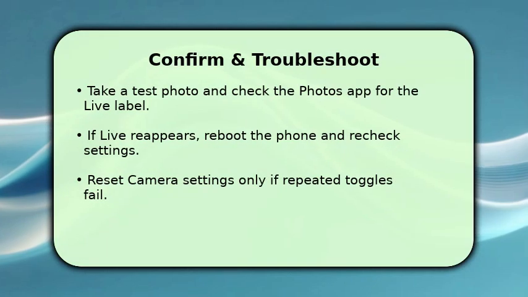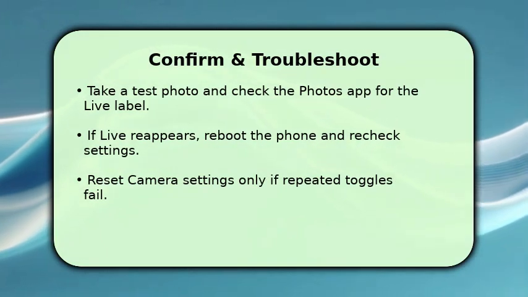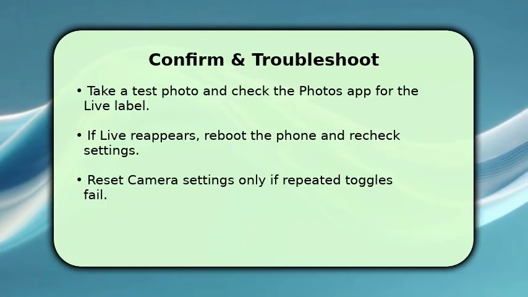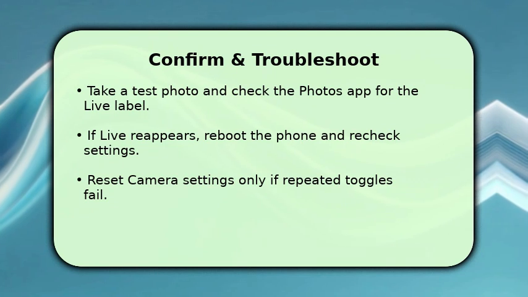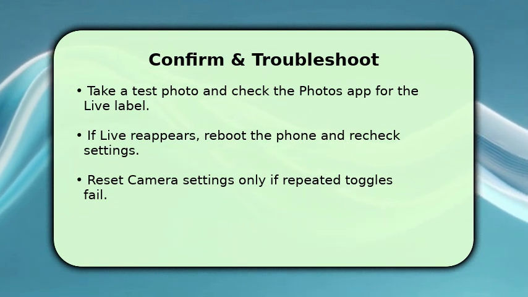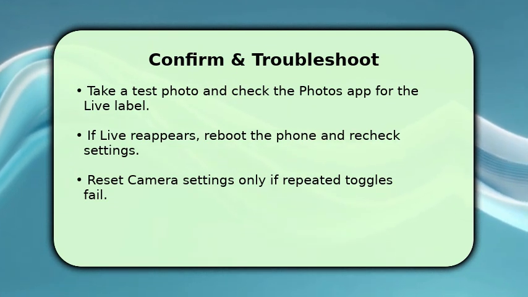a quick test photo and inspecting it in Photos to confirm there is no live label. That proves live photos are off. If live keeps turning back on, reboot your iPhone and reapply the toggles. Temporary glitches clear with a restart.